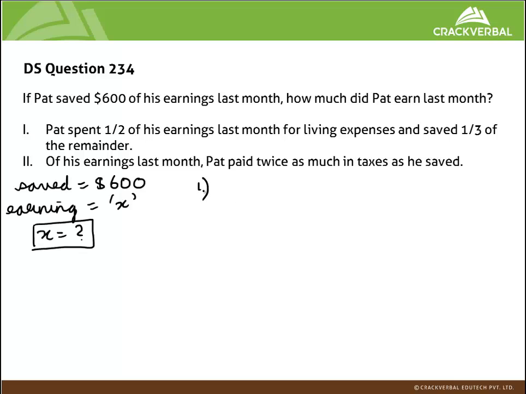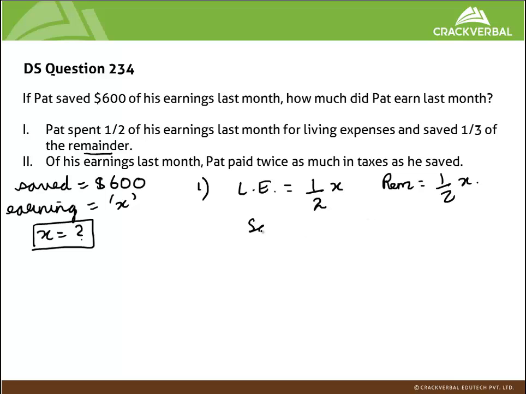The first statement tells us that Pat spent half of his earnings last month for living expenses and saved 1/3 of the remainder. Now let's break this statement down. If Pat spent half of his earnings last month for living expenses, the amount spent on living expenses is going to be half of his earning X. So if he spends half of X on living expenses, the remainder is going to be X minus half of X, which is half of X.